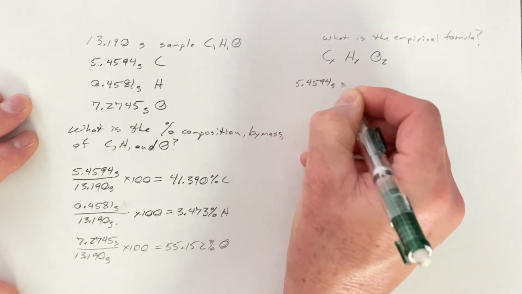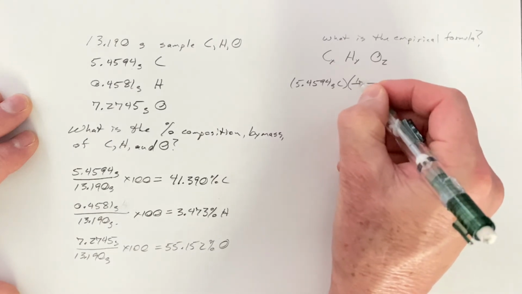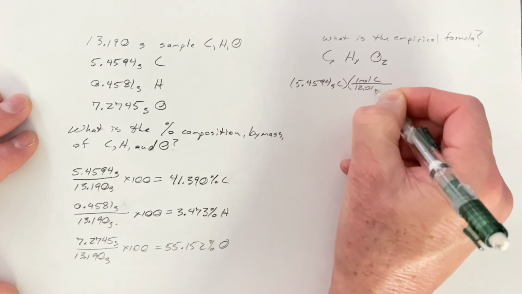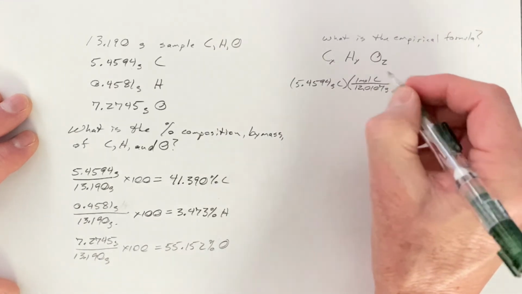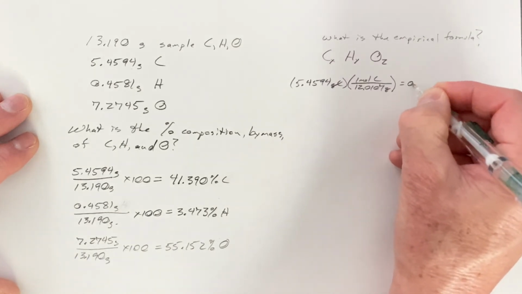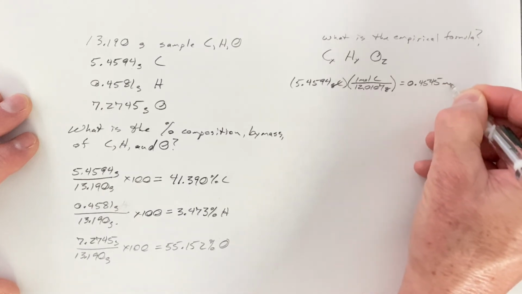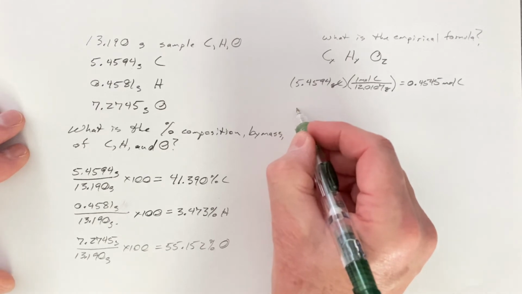5.4594 grams of carbon. We go to the periodic table and we see 1 mole of carbon has a mass of 12.0107 grams. And we see that grams of carbon cancel with grams of carbon. This gives us 0.4545 moles of carbon.